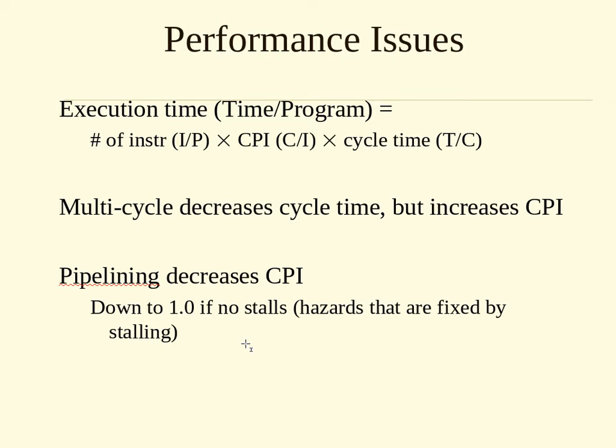Alright, so execution time is number of instructions times cycles per instruction times cycle time. Multi-cycle decreases cycle time but increases CPI, because remember, in a multi-cycle, which is previous to pipeline, we chopped up the instruction into multiple cycles. That decreases cycle time, which means that we can increase our clock rate, but increase CPI because you have to wait for every instruction to complete. Pipelining decreases CPI on top of multi-cycle back down to 1.0 if no stalls. Hazards are hopefully fixed by stalling, and you get the advantage of decreasing cycle time, and that's how pipelining increased performance.